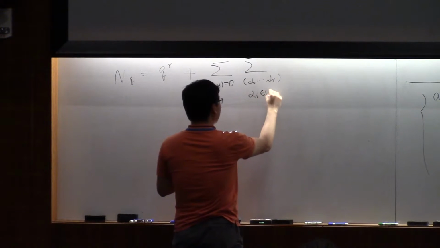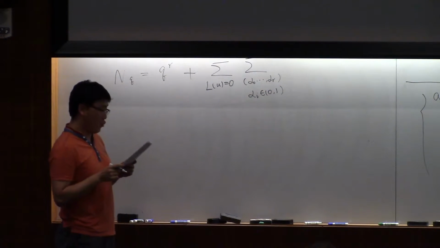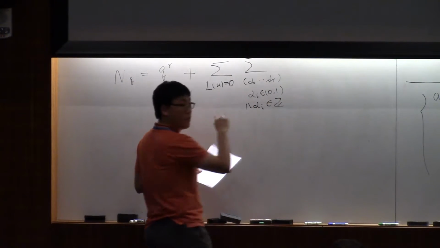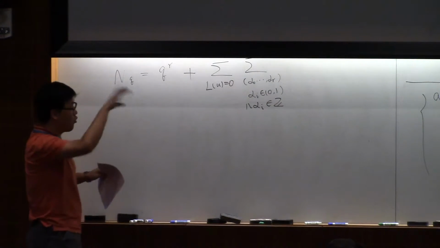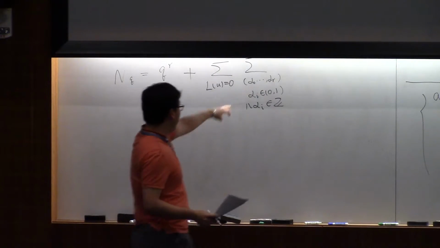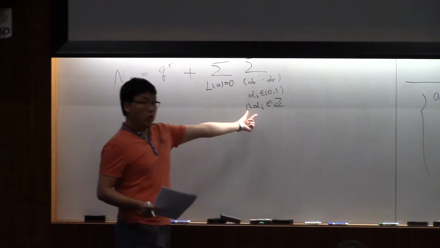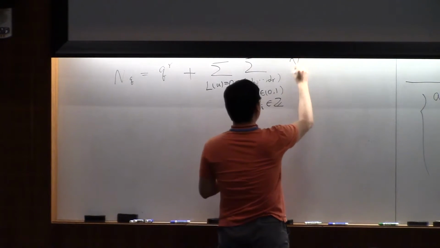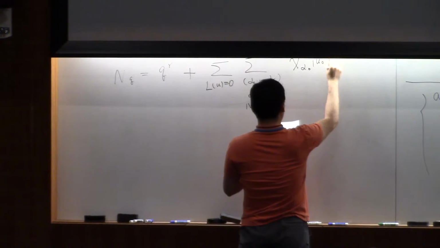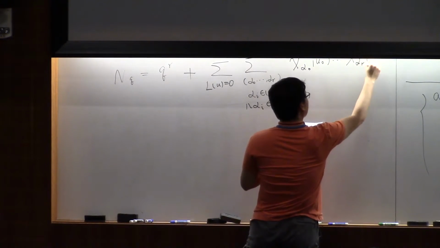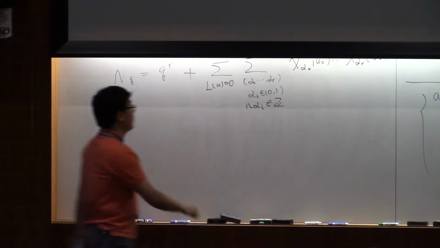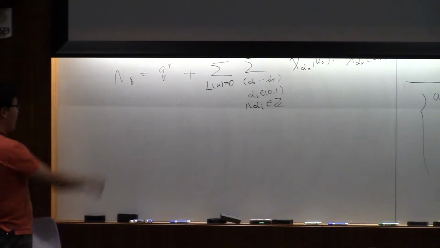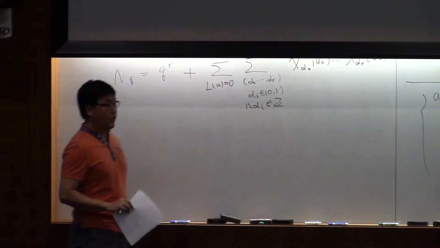Here, all these alpha i's should be between 0 and 1. Here it must be strictly between 0 and 1, because we remove the possibility that alpha i is equal to 0. And also we should keep the restriction that n times alpha i is an integer. Then we have the last summation.